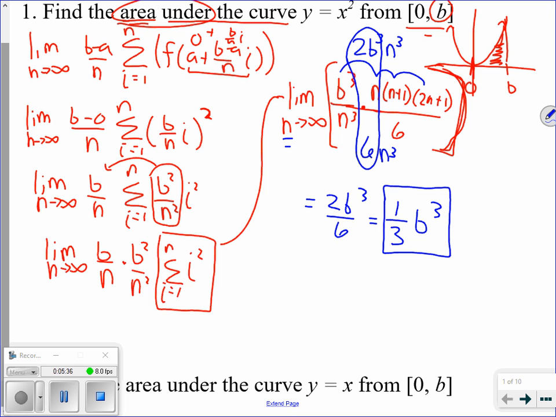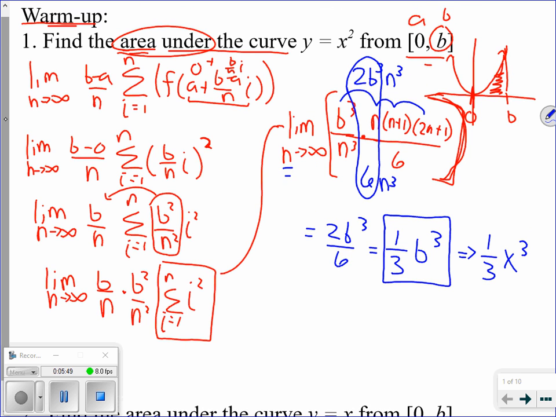Now, what if I called that b an x? What if I rewrote it this way and said 1/3 x cubed? Do you see a relationship? This is just an arbitrary point b, so it could be any value. Do you see a relationship between y equals x squared and 1/3 x cubed?